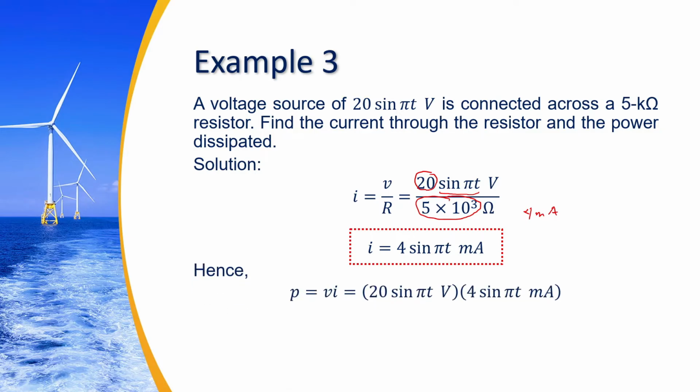Hence, by getting the power, we have the voltage and the computed current. So, when we take their product, we get 80 sin squared pi t milliwatts.